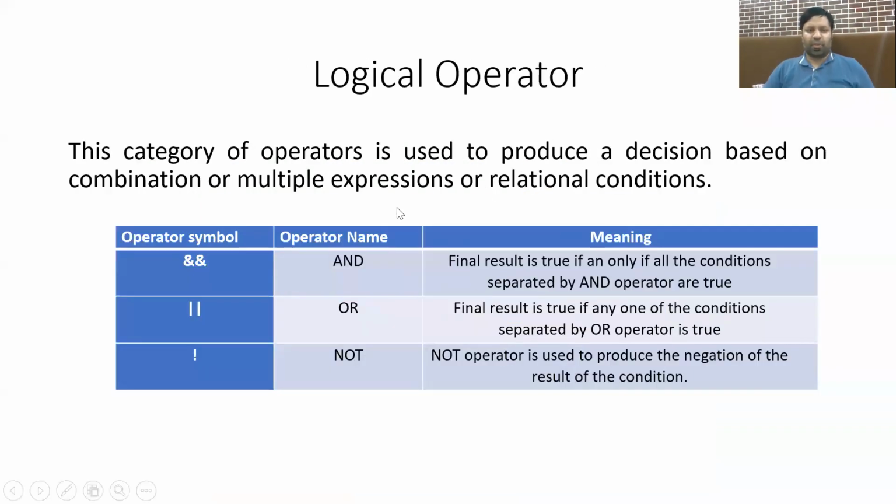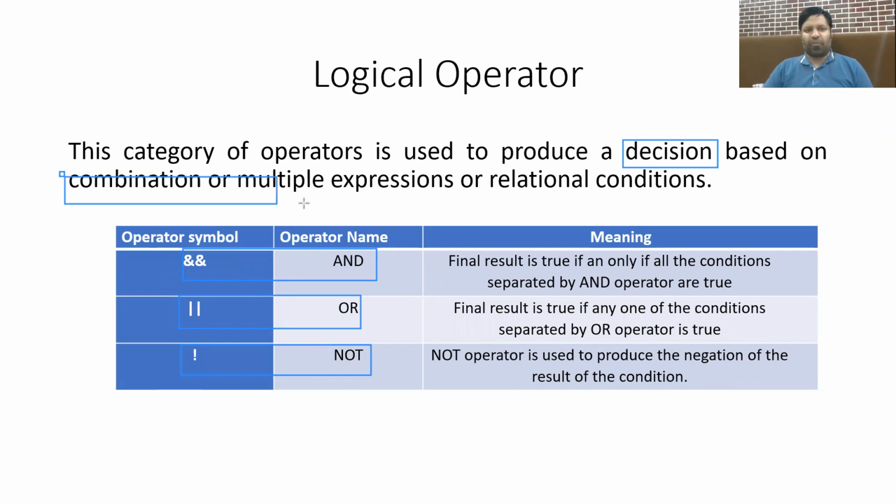The next is logical operators. We have three categories of logical operators, a total of 3 logical operators that we can use in the C programming language. The first one is called AND, the second one is called OR, and the third one is called NOT. They represent the 3 logics for digital computing. This category of operator is used to produce a decision based on the combination of multiple expressions.